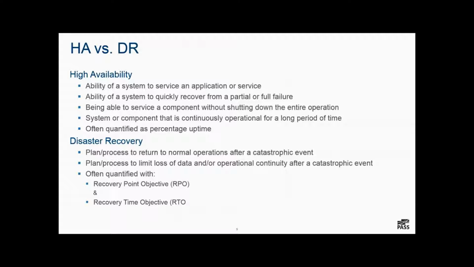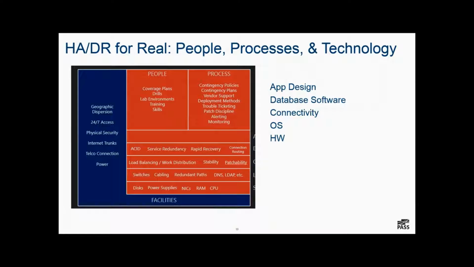HA is the ability of a system to service an application or service. Disaster recovery is the plan to return to normal operations after a catastrophe. And you have to take into consideration concepts like recovery point objective, recovery time objective. That's not something we're going to dive into today specifically, but those are concepts you need to be aware of.